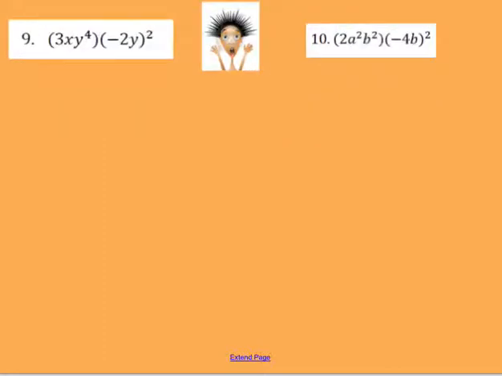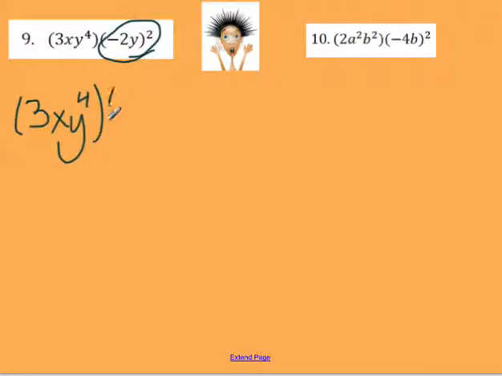Let's take a look at number 9. So for number 9, what I want to do first is simplify down this power of a power. I'm going to keep 3xy to the fourth as is, and I want to distribute this down. So I have negative 2 to the first, y to the first, and now that's being raised to the 2nd power. So each of those exponents needs to be raised to a power.